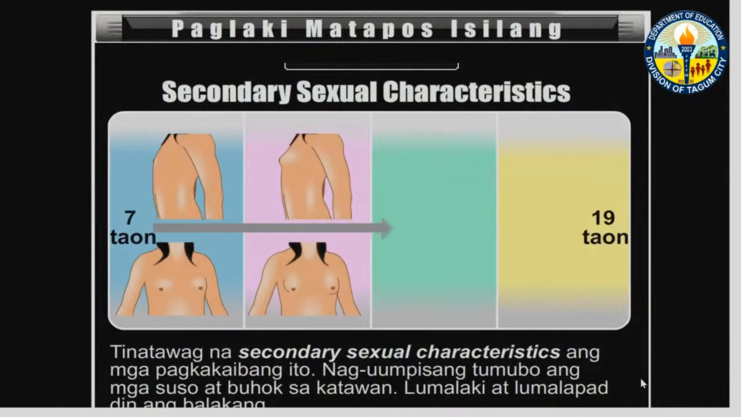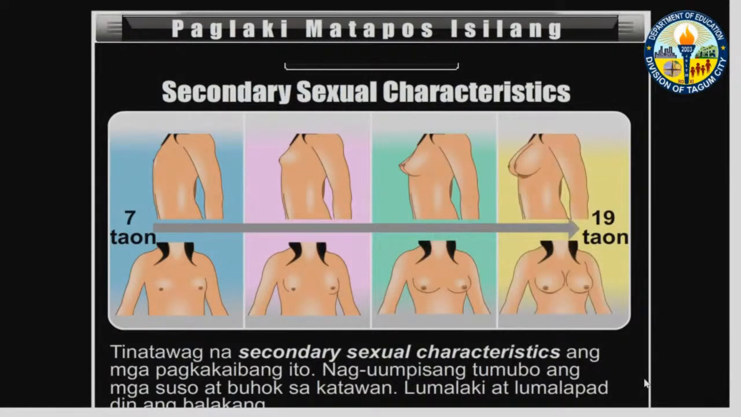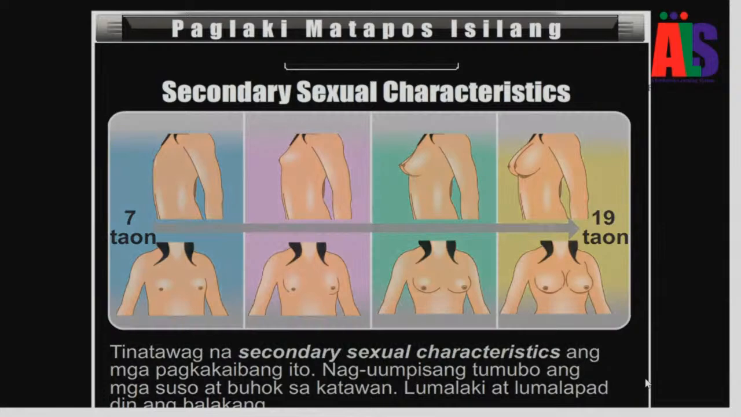Tinatawag na secondary sexual characteristics ang mga pagkakaibang ito. Nag-uumpisang tumubo ang mga suso at buhok sa katawan. Lumalaki at lumalapad din ang balakang.